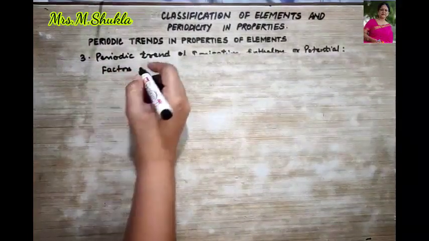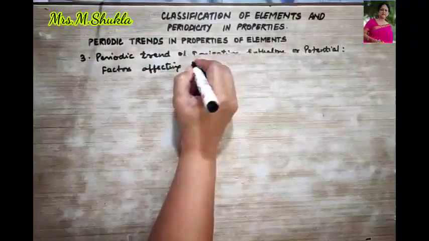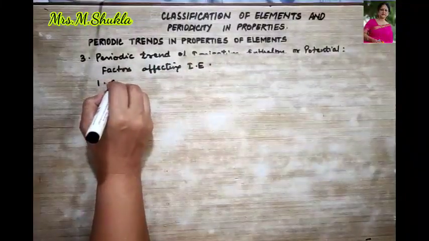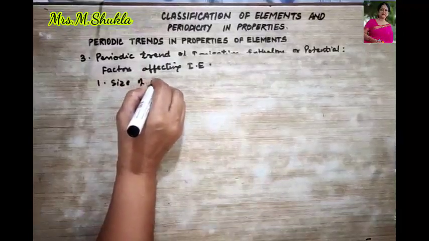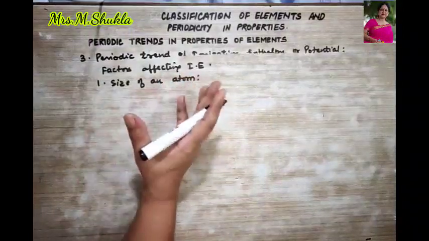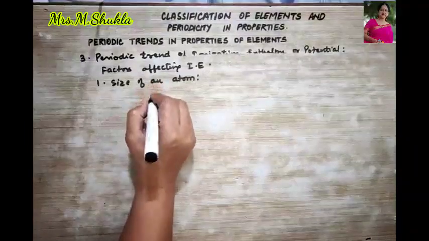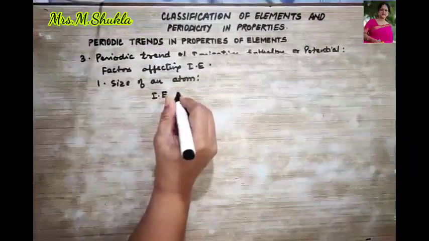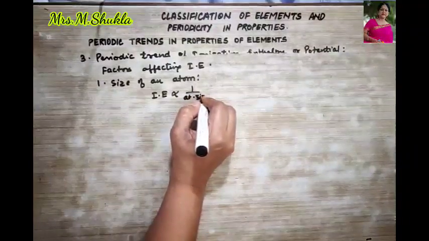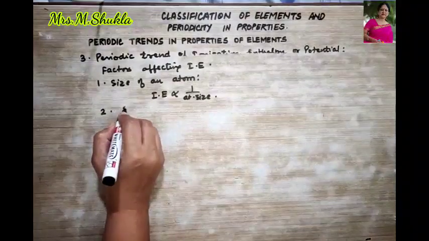Factors affecting ionization enthalpy. The first is size of an atom. Always remember, larger this atomic size, smaller will be the value of ionization enthalpy. So we can say that ionization enthalpy is inversely proportional to atomic size. Clear? Then second point, screening effect.